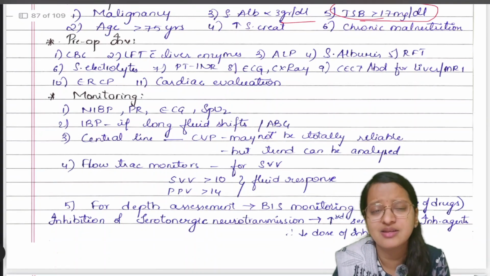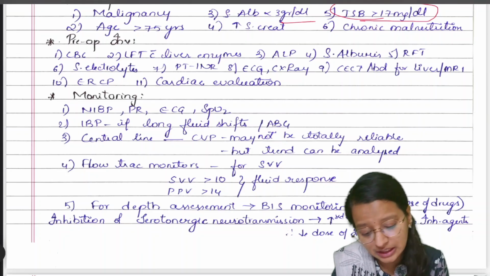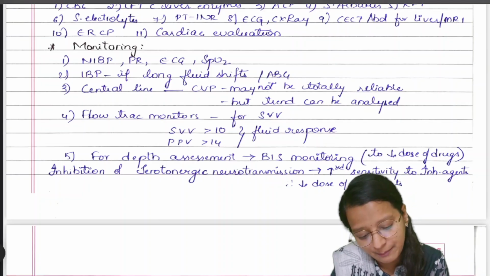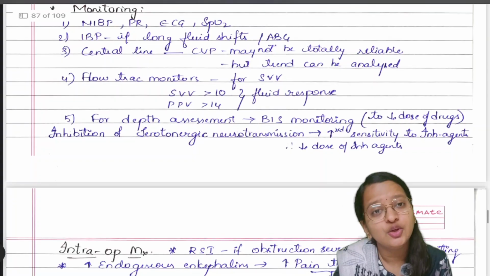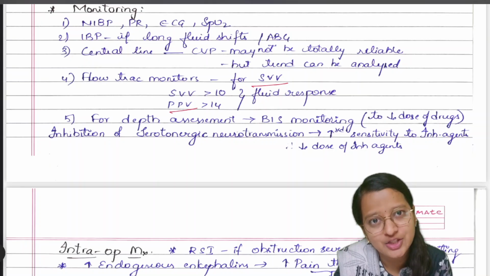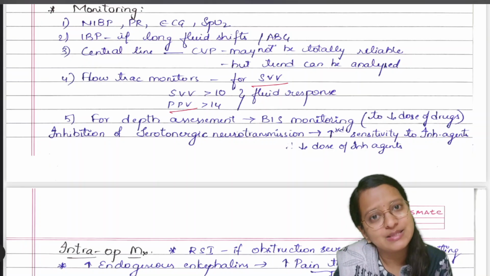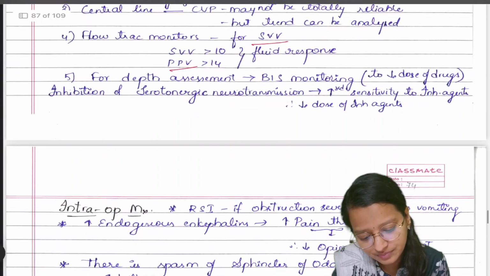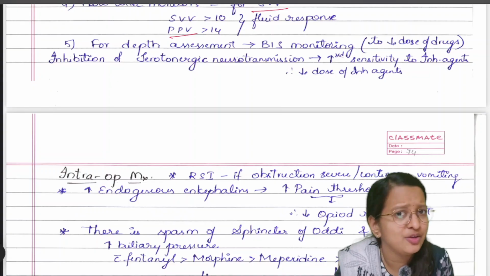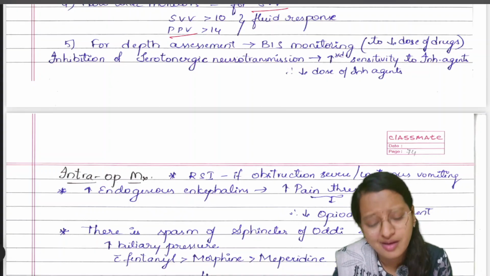Pre-op investigations are the same as we have seen previously, and monitoring. Apart from the routine monitoring, we might add flotrac monitors to monitor your SV and CO, stroke volume variation and pulse pressure variation. Next, for depth assessment, we have seen you can go for neuromuscular monitoring or BIS monitoring.